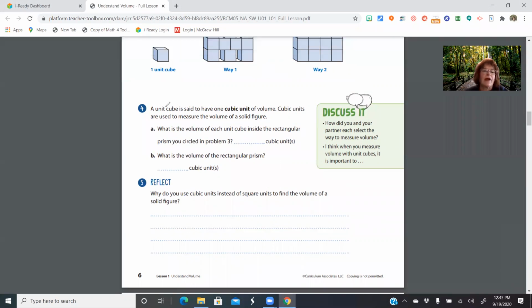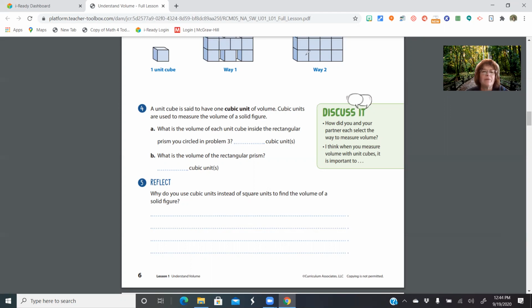Okay, number 4, a unit cube is said to have 1 cubic unit of volume. This is a unit cube right here. Cubic units are used to measure the volume of a solid figure. So if you have a solid figure like we did here on way 2 in your book, the cubic units are used to measure that solid figure, okay? Letter A, what is the volume of each cube? I'm sorry, let me read that again. What is the volume of each unit cube inside the rectangular prism you circled in problem 3?